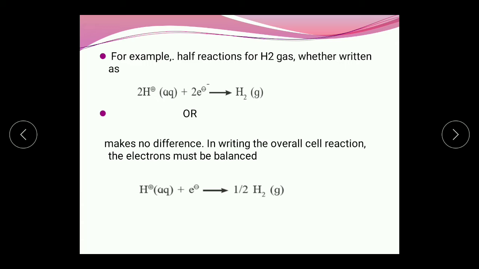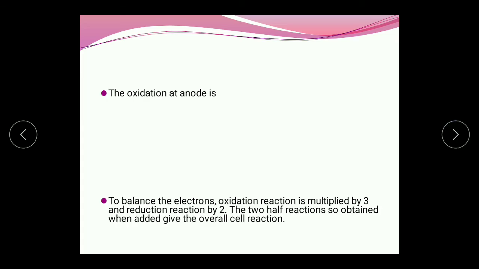So we are learning to write the cell reactions. It is very important to learn this because the numericals are based on this. Or a 2-mark question may be asked in the exam to write cell notation from the reactions or overall cell reaction, or to write cell reactions from cell notation. Understood? So, we will just see an example of how to write the cell reaction.